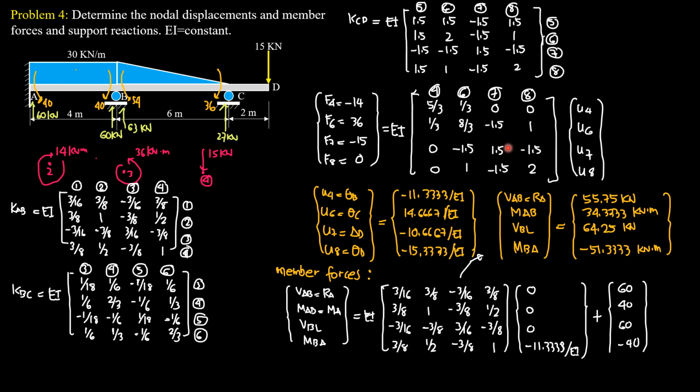7, 7, we have 1.5 here. Then 7, 8, negative 1.5, copy negative 1.5. This is 8, 8. Just this one, there's no 8, 8 here, so 2. Therefore, U4, U6, U7, U8 can now be computed as the product of the inverse of this matrix here and the force matrix here.